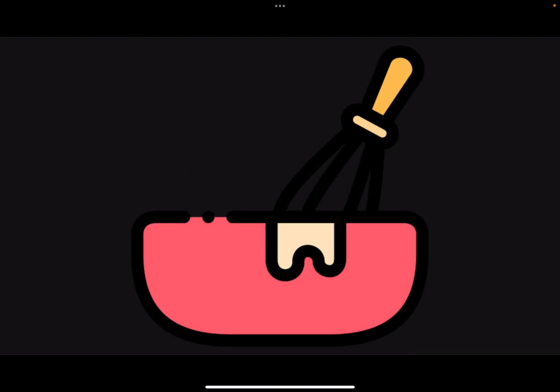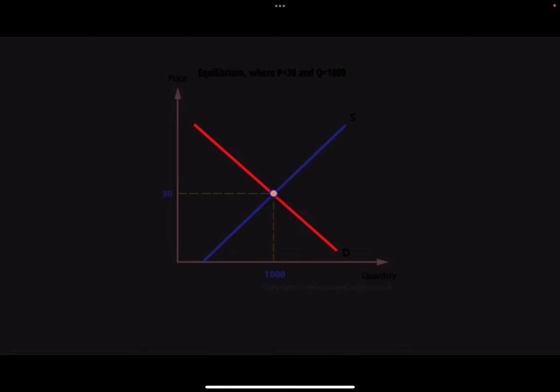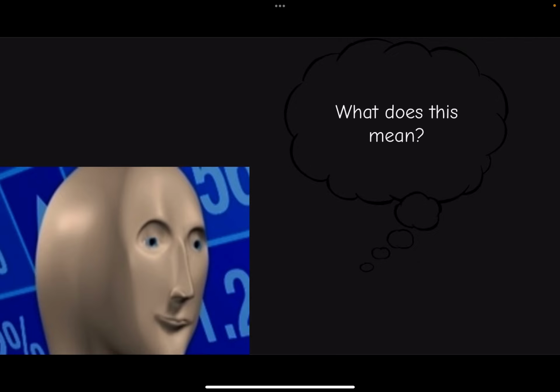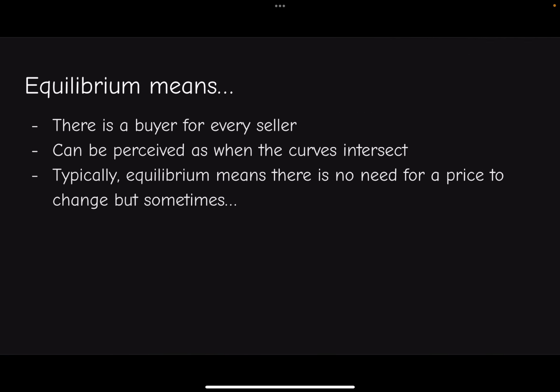Now, when we mix those two together, we get something that looks like this. And you'll notice there's a point of intersection, and that is our point of equilibrium. So what exactly does that mean? Let's look into that. Equilibrium means there's a buyer for every seller because supply and demand are equivalent to one another. This can also be perceived as when the curves intersect on a graph.